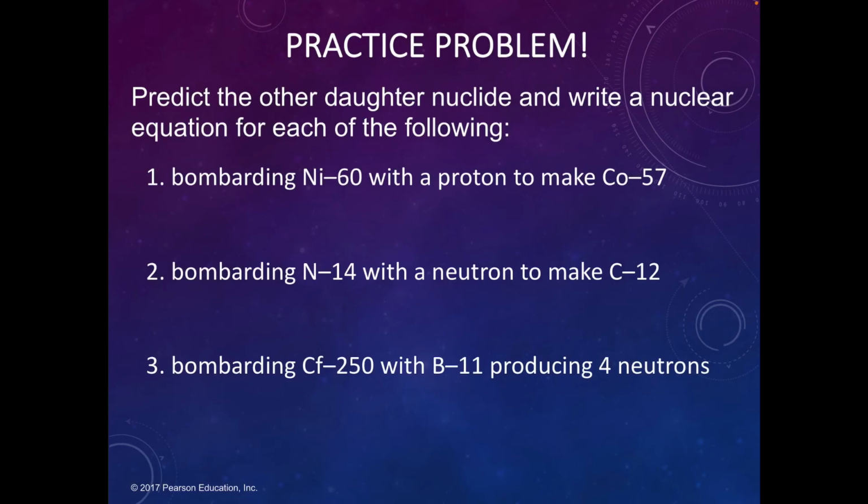All right, let's try this out. So the first one, we are bombarding nickel-60 with a proton to make cobalt-57. Okay, so we'll need to figure out what else is being made in that process.